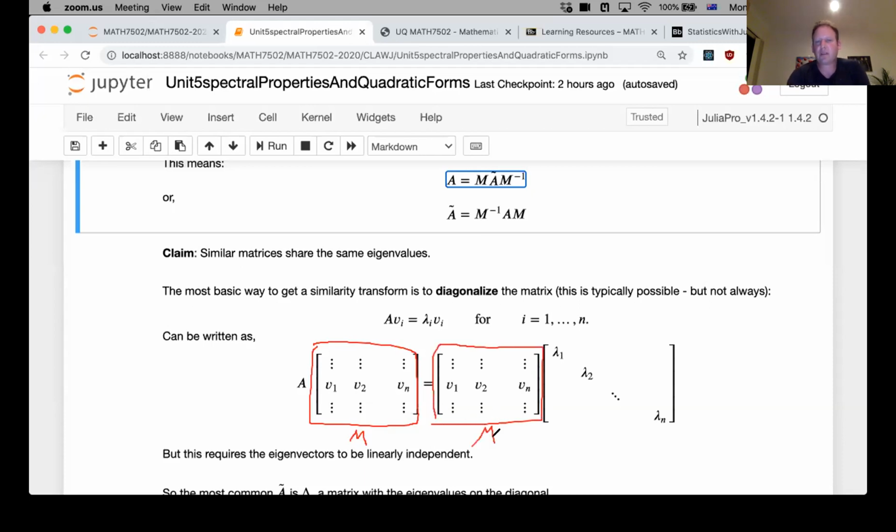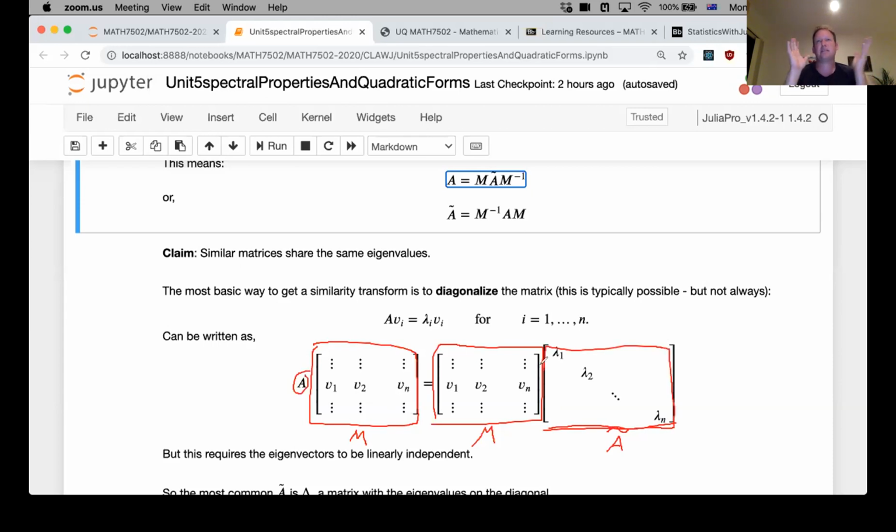Now, if I do this, then this relationship AM equals M A tilde, and this guy here is A tilde. So if I do this, then I have a similarity between A and this very nice matrix A tilde, which is a matrix of the diagonals of the eigenvalues.